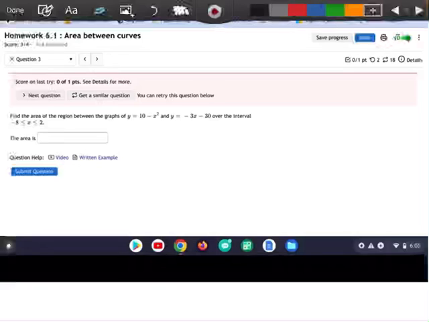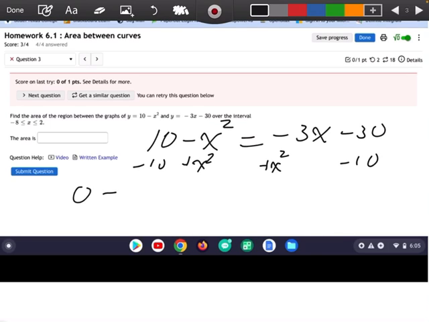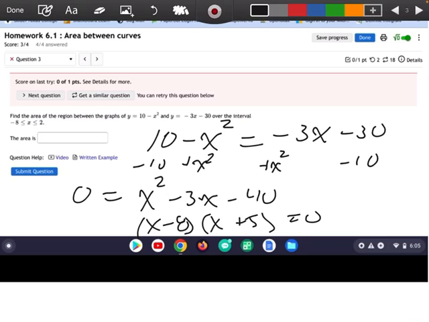So in order for me to do that, I need to set the two equations equal to each other to find those points of intersection. Okay, so I'm going to go ahead and move the 10 and the x squared over, and we're minusing 10 here. Now we have x squared minus 3x minus 40. We can go ahead and factor this. So a negative 8 and a positive 5? So we're going to get x equals 8 and x equals negative 5.